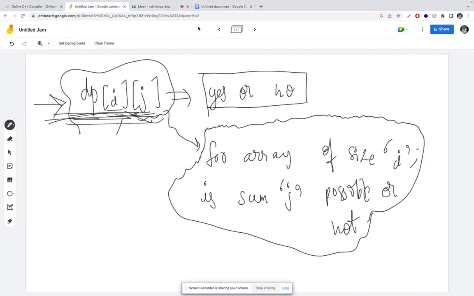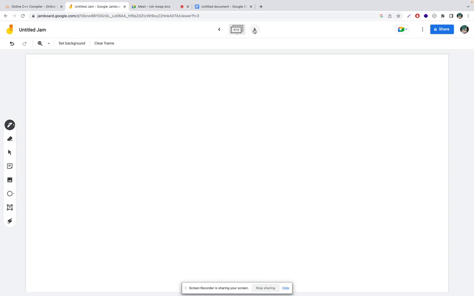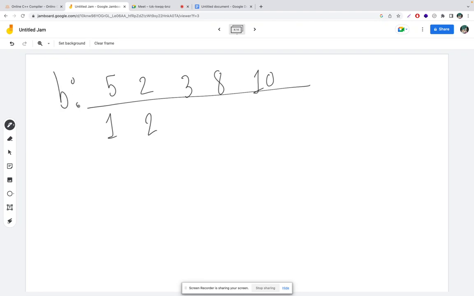So guys, I want each one of you to write in the chat. Now I will be showing some examples. Tell me the value of DP of I of j. Say this is our array, guys. Let's say the index of this 5 is 1. What will be the index of this? This is the array B. Tell me the further index.